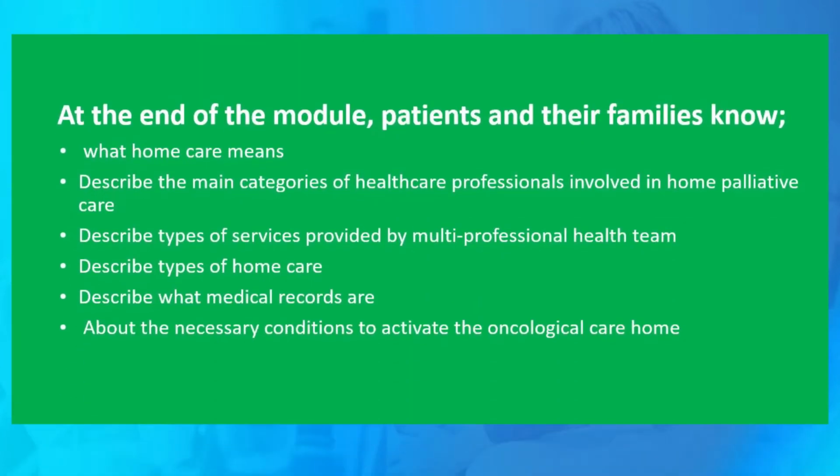At the end of the module, patients and their families know what home care means. Describe the main categories of healthcare professionals involved in home palliative care. Describe types of services provided by a multi-professional health team. Describe types of home care. Describe what medical records are. About the necessary conditions to activate the oncological care home.